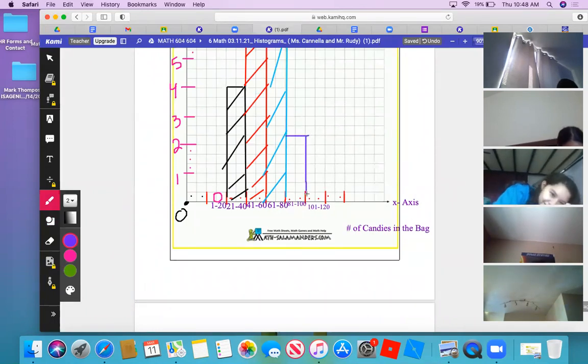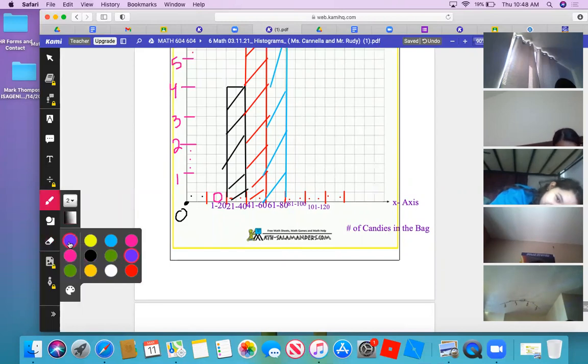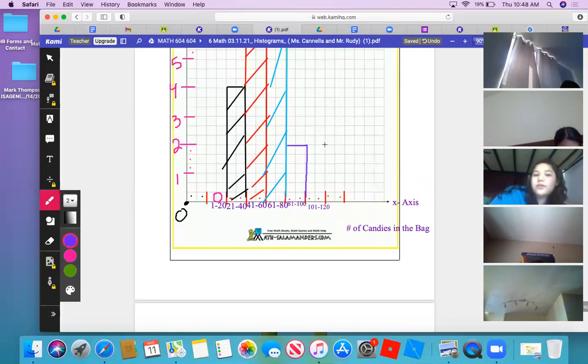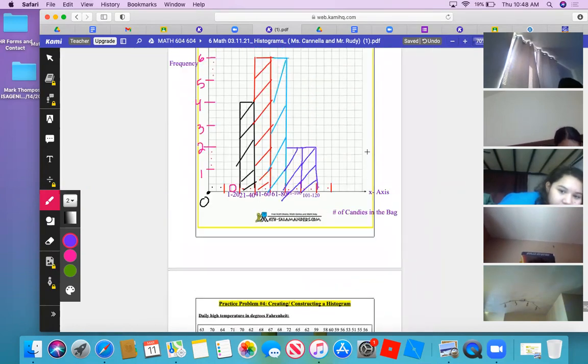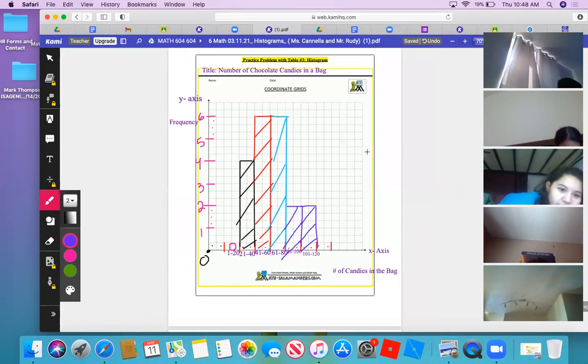2 here. Miss Canella, that's 2.5. Oh, yeah. Oh, thank you. You're welcome, my love. Perfect. 2 here, and then we got 2 on this guy. Sorry, my puppy was doing something. Does anyone have any questions on how you complete a histogram? No. Here is the histogram graph.